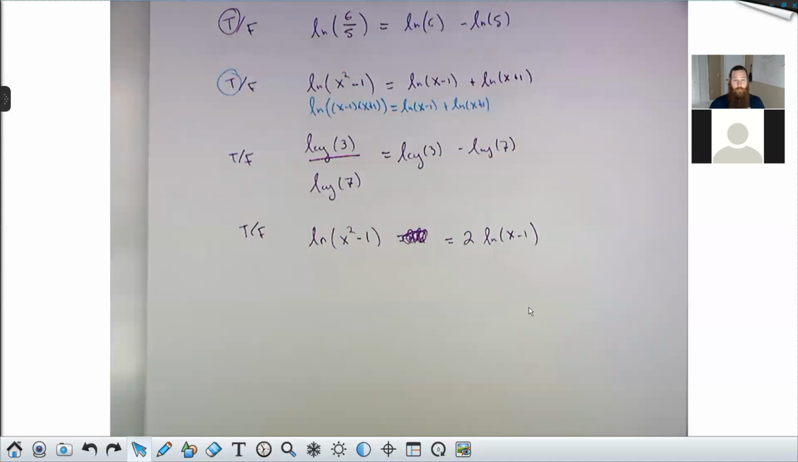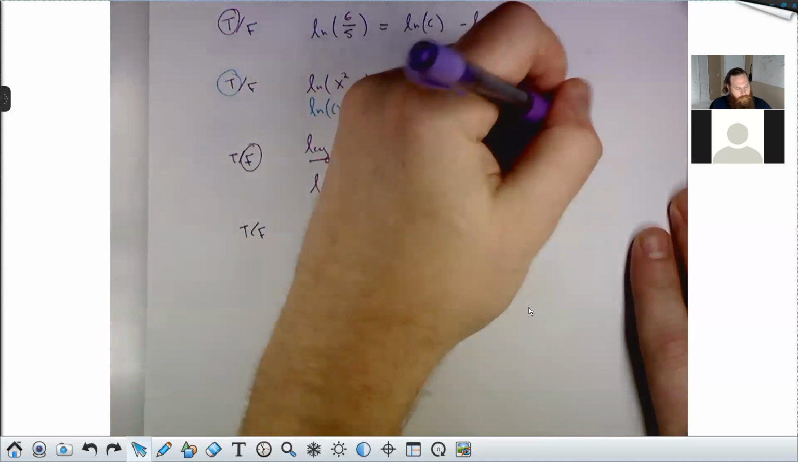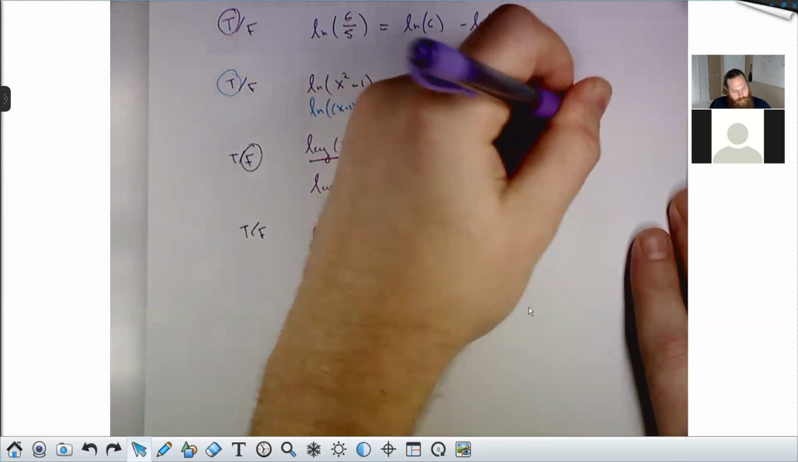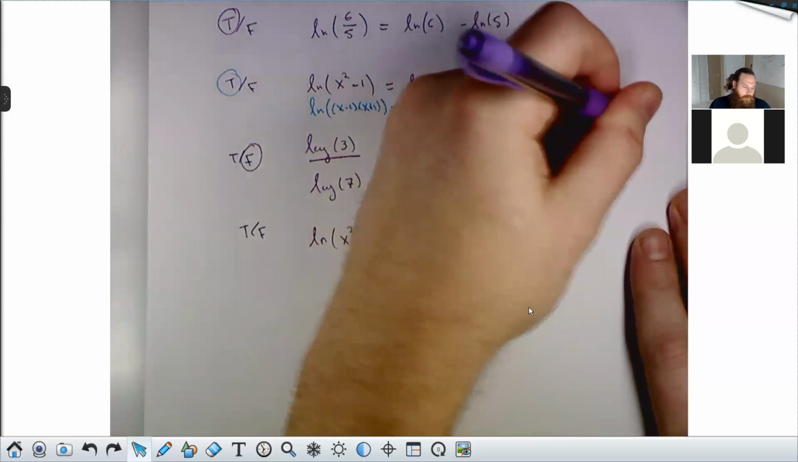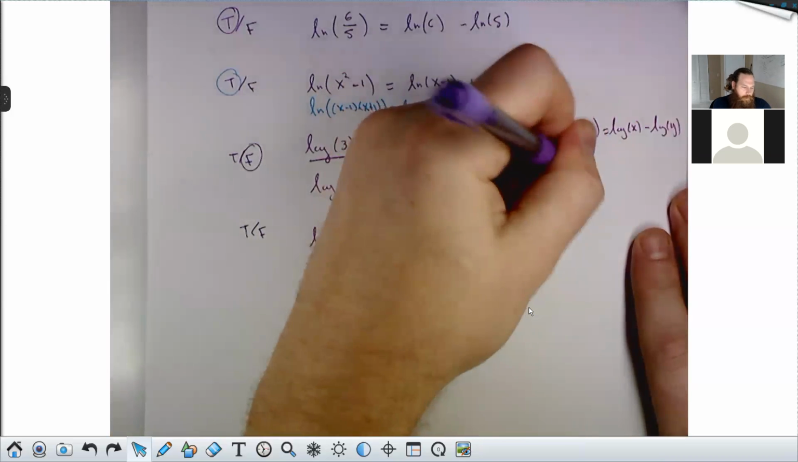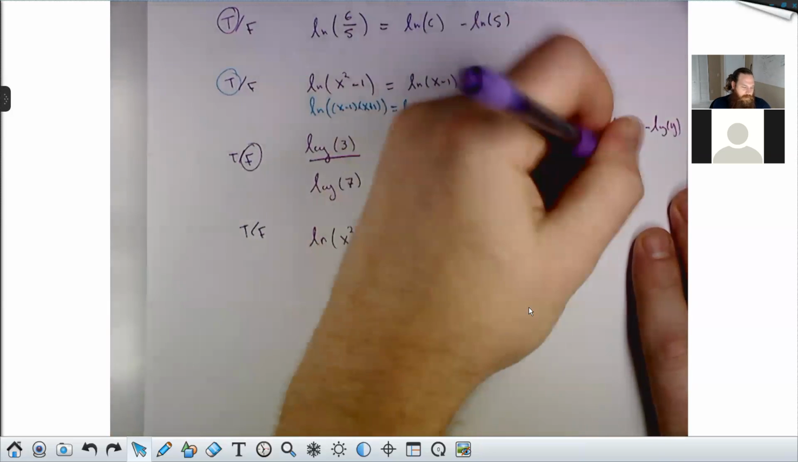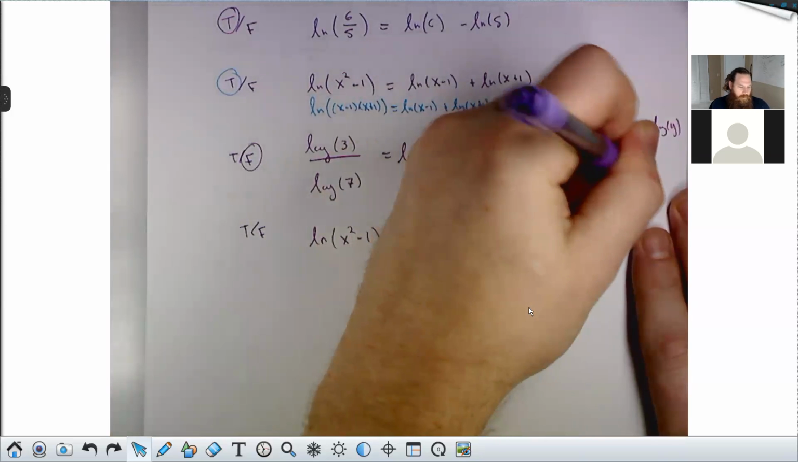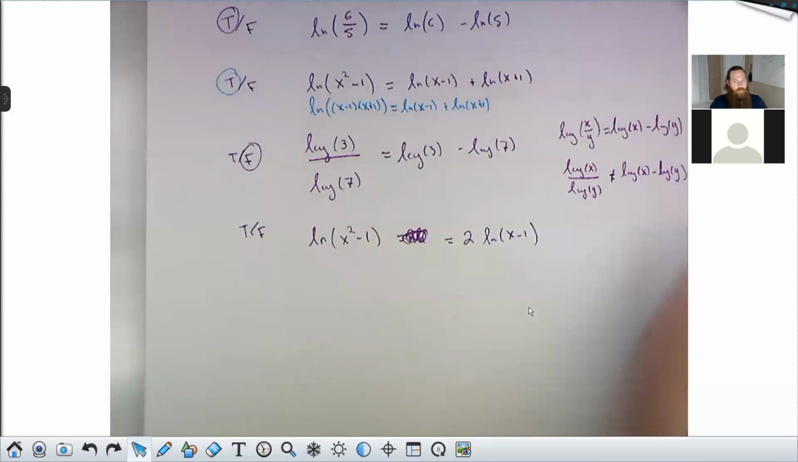Third is false. Remember, log of x over y is, regardless of base, log x minus log y, but log of x over log of y is not equal to that. Different animals, right? So division inside versus division outside, they're very, very different.